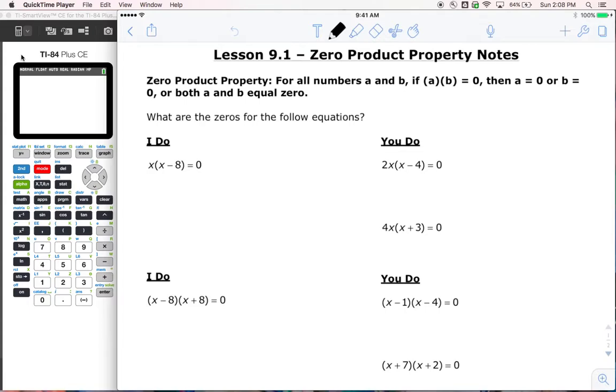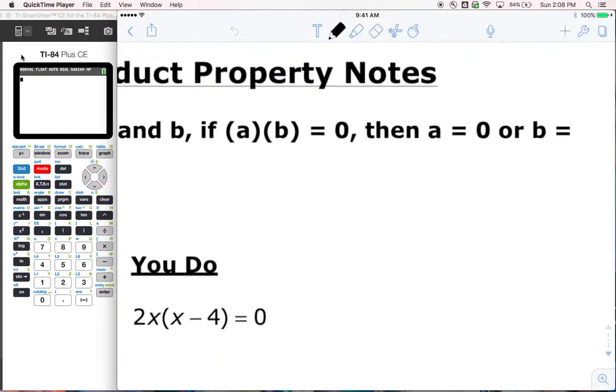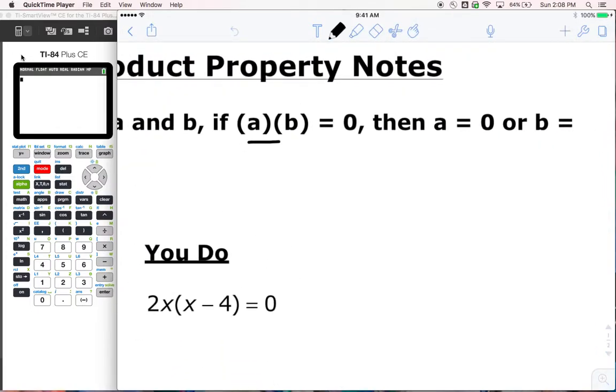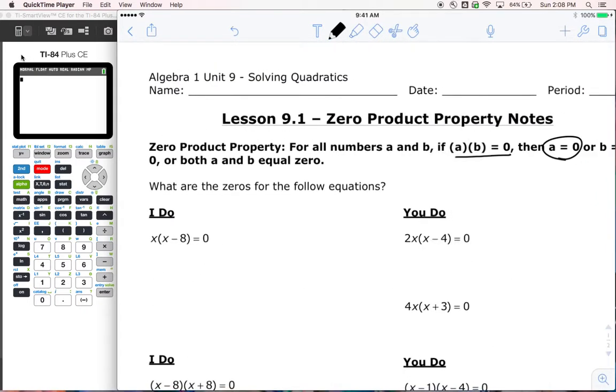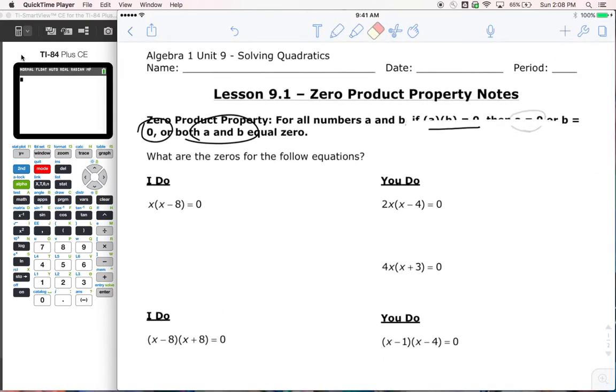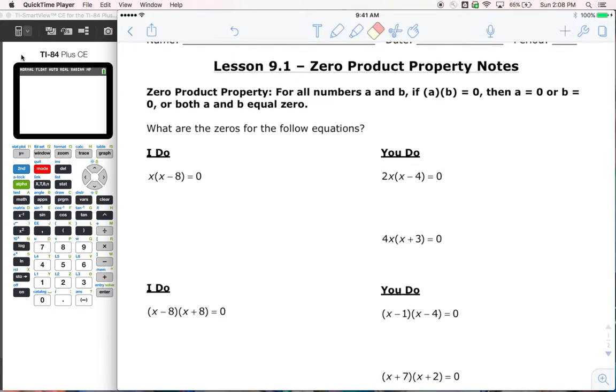And so kind of an implied idea is that if you have a times b, right, let's say you don't know what's in here, a times b is giving you zero, well then either the a is a zero or the b is a zero, or I guess possibly they could both be zero. So that's the idea behind today's lesson, is that if you have two things being multiplied and giving you zero, one of those or possibly both of those have to be a zero.